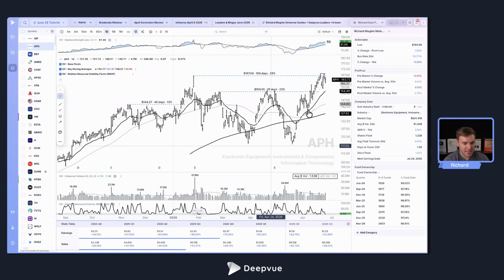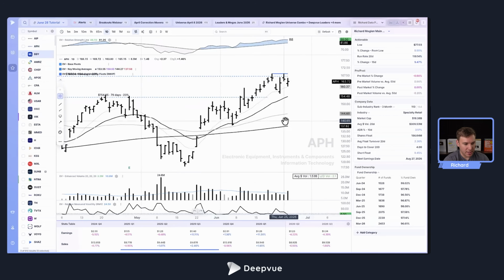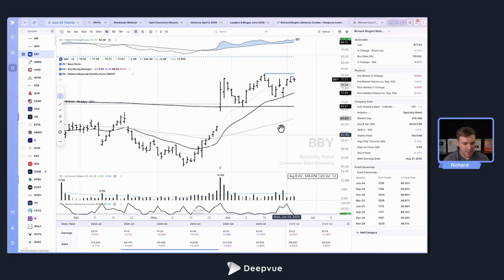APH, a big base, I like that, but could use more of a handle here. It needs a little bit more consolidation. BBY, I'll add this. This is more of a retail, I think, meme play, but it's tight here. You've got a consolidation after a recent gap.